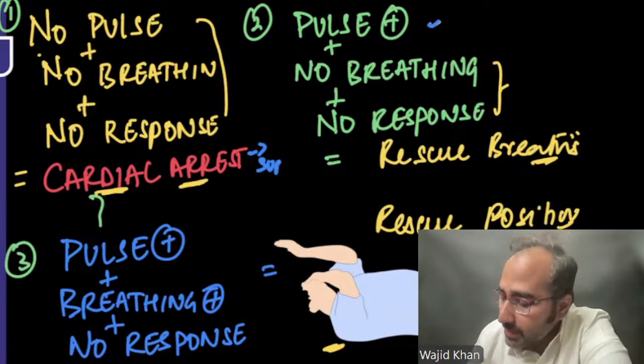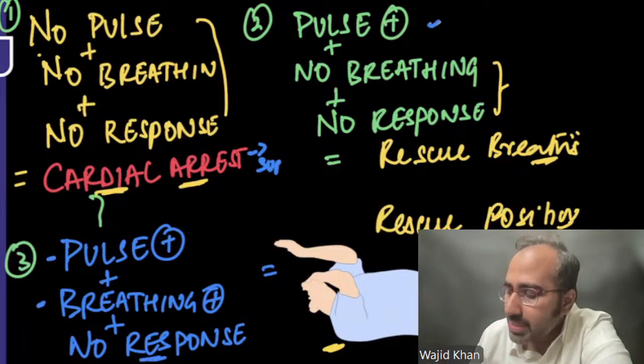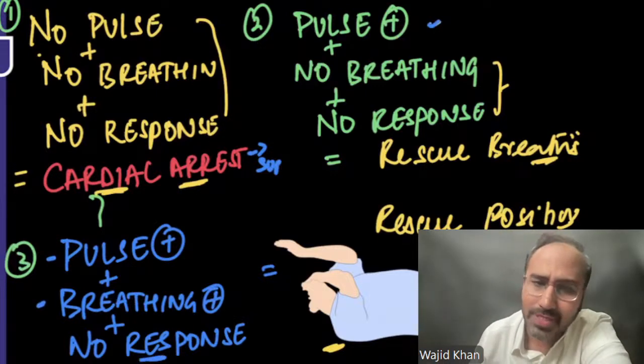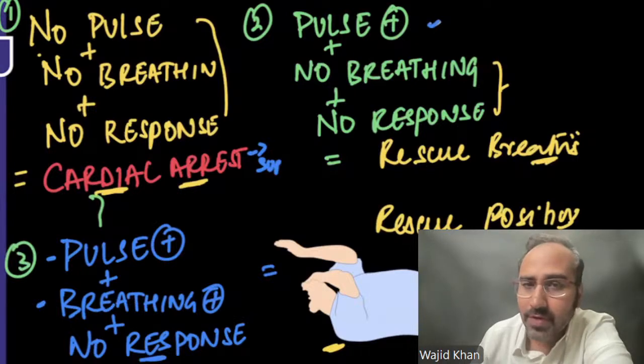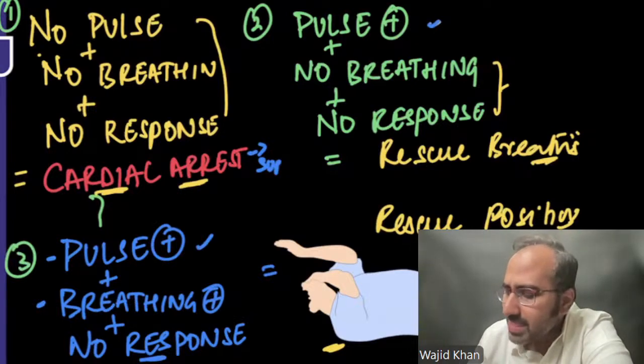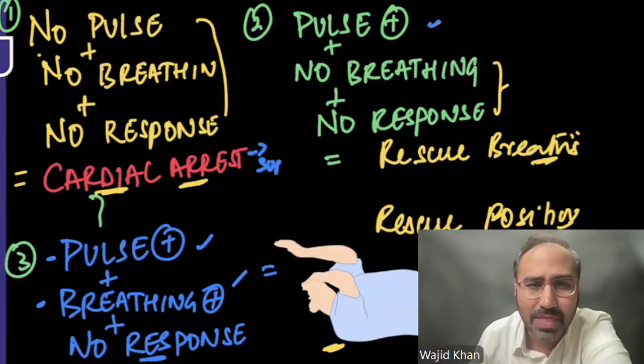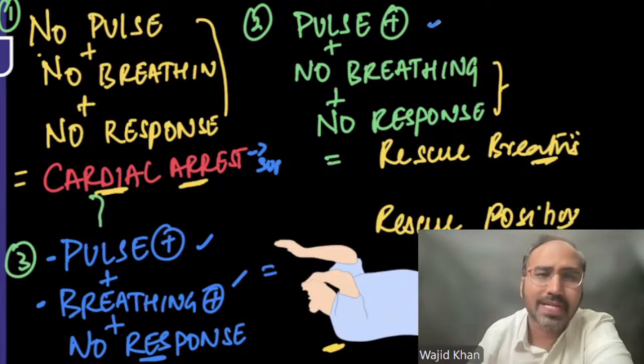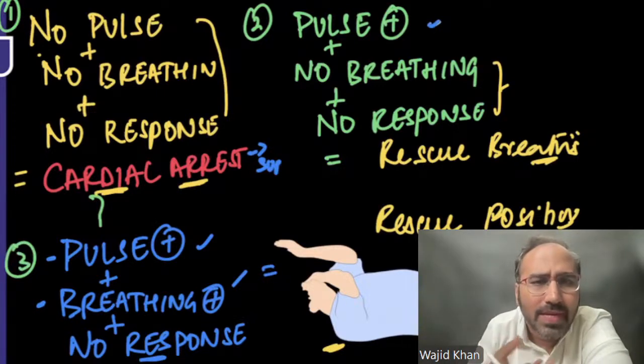But if the patient has a pulse, has breathing, but is not responding and is unconscious, then what will you do? If he has pulse and breathing but is unconscious, that means he might aspirate things. There might be some fluid he might aspirate.